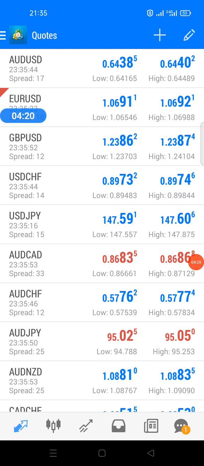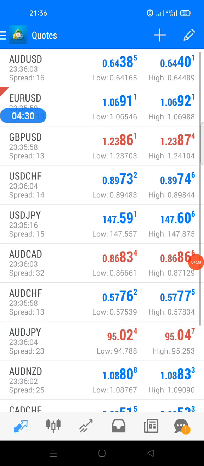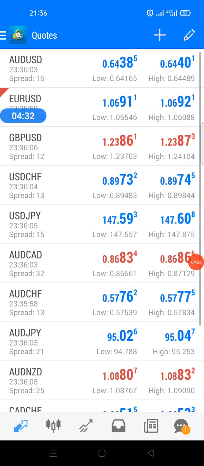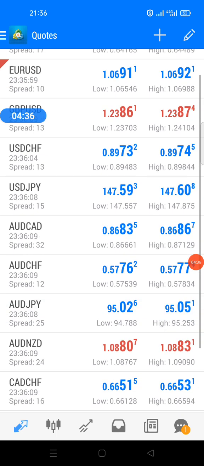Now, if you look at AUD CHF, the spread is 12, and you can see AUD JPY is about 23, while AUD NZD is about 28. There are some that have even crazier spreads. Usually, USD is one of the lowest. You can see here it is 10, while the other ones are slightly above it.